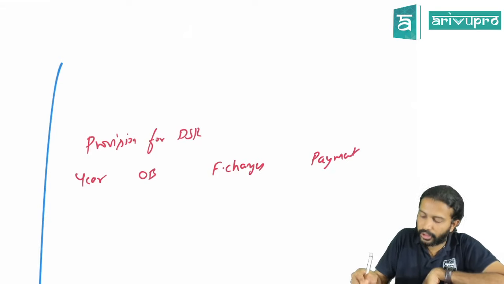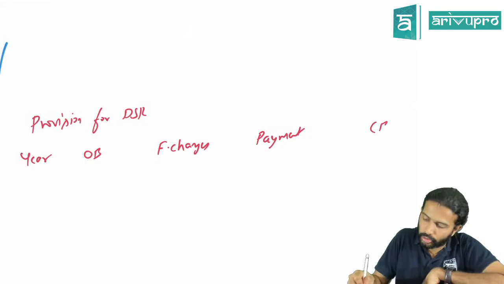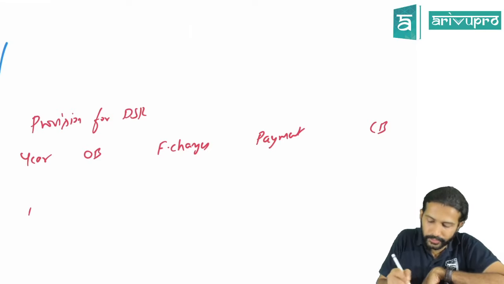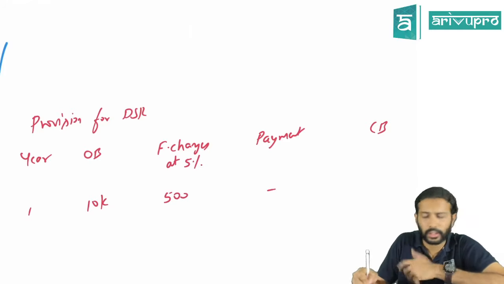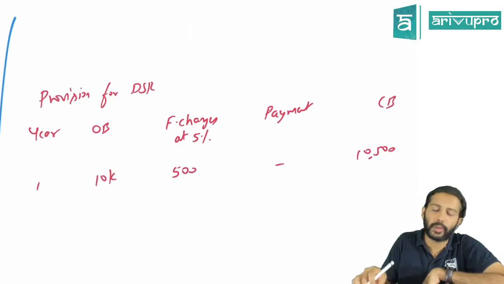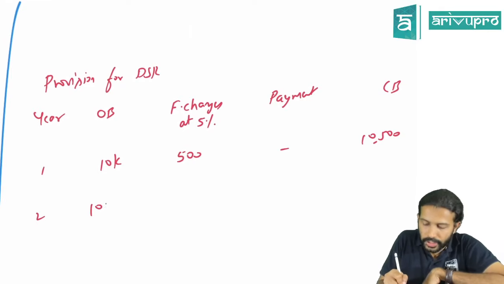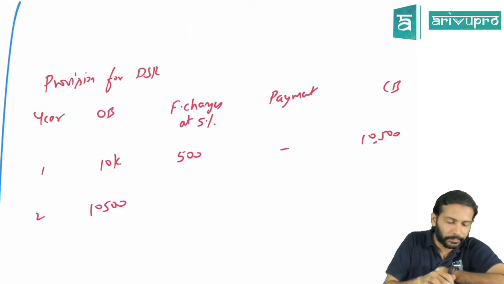Payment is nothing. And then is the closing balance. Okay, first year end. Opening balance was 10,000. Finance charges you have to calculate at 5% every year. So 10,000 into 5% is 500. There is no payment. So the closing balance will become 10,500. First year's closing will become second year's opening.